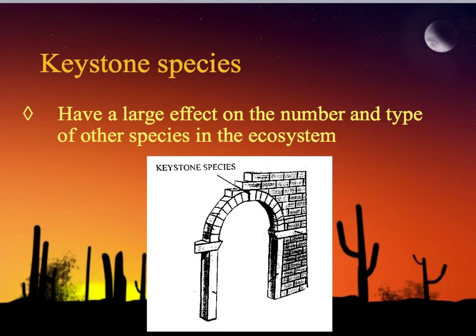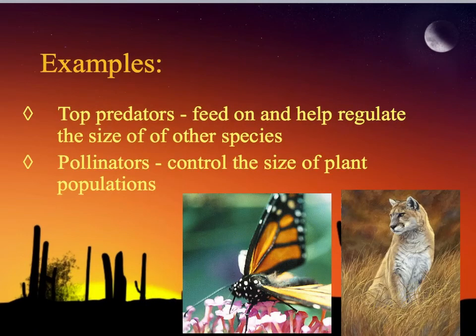So a keystone species, again, is one that impacts its community in a larger or greater way than to be expected just by its abundance or its biomass within the environment. Some general examples of keystone species are top predators that feed on and help regulate the size and numbers of other species, and also those pollinators that control the size of plant populations.